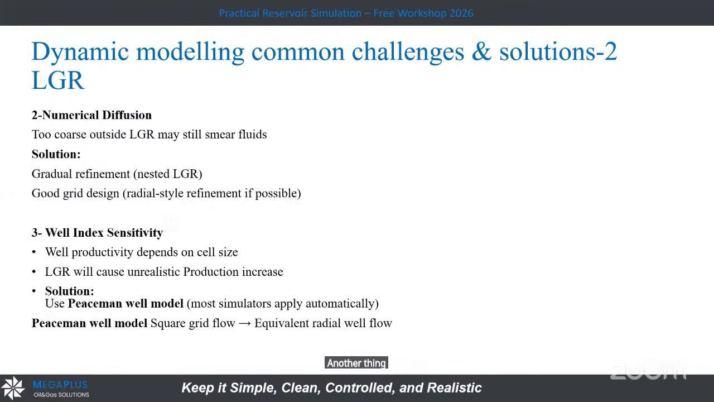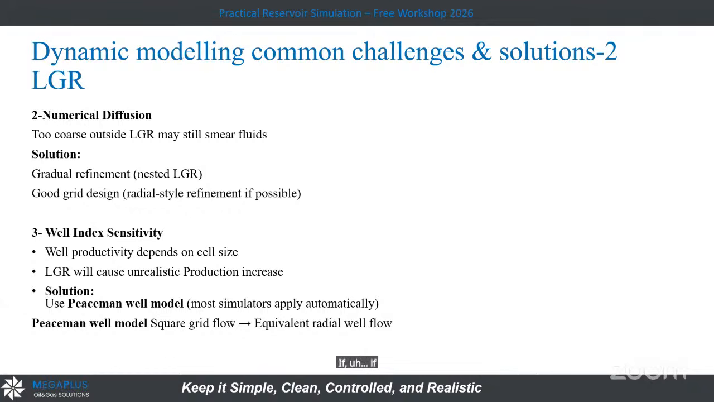Another thing is something called diffusion, or numerical diffusion. If you make coarse cells instead of refined or small cells, the neighbor cells could have a problem in the interaction with each other. So you have to take care about the keyword here: make it smooth. And of course, the well index sensitivity. When we put a well in the simulation model, we have to take care that the productivity will depend on the cell size.